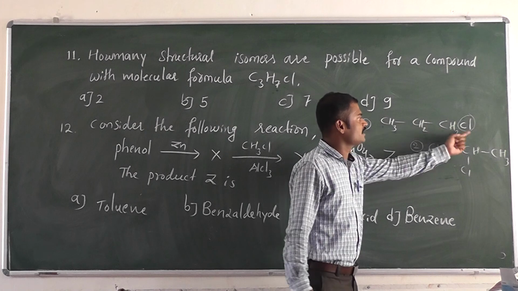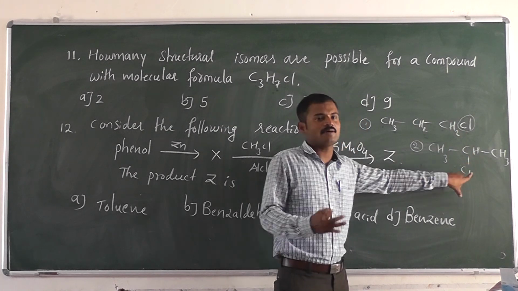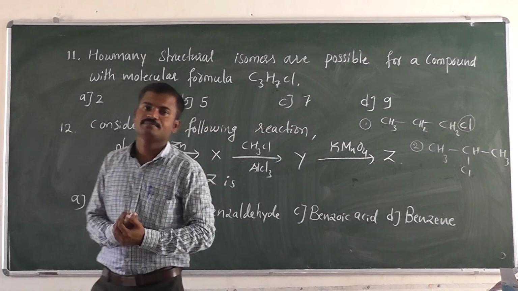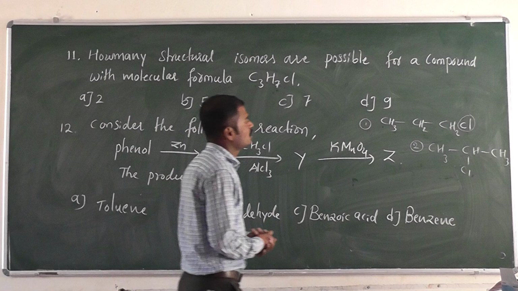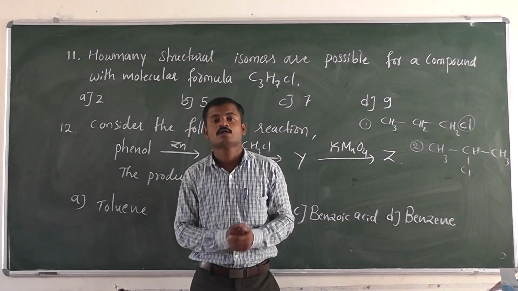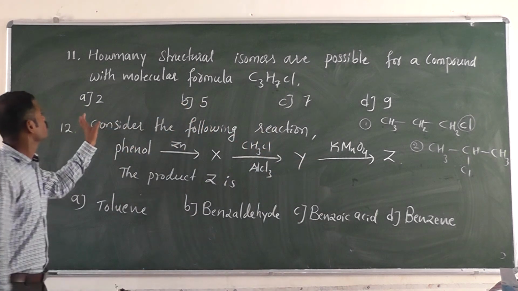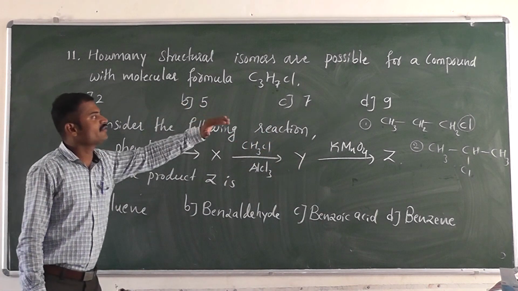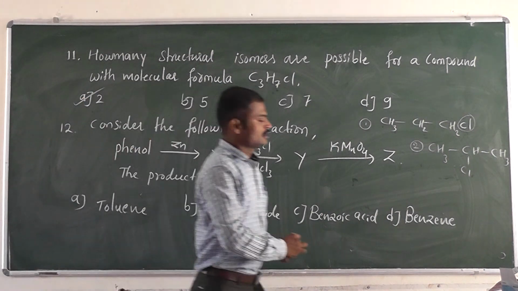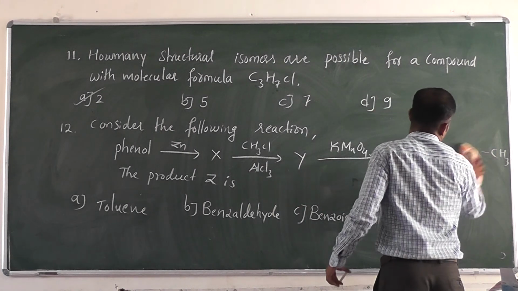First we have written the chlorine on the last carbon. In the second case we have written chlorine on the second carbon. If I write chlorine here, it becomes again propyl chloride, so there is no change at all. Therefore, the number of structural isomers possible for propyl chloride is only 2. They have given options 2, 5, 7, 9, so the correct option is 2. It is asked in exams many times.